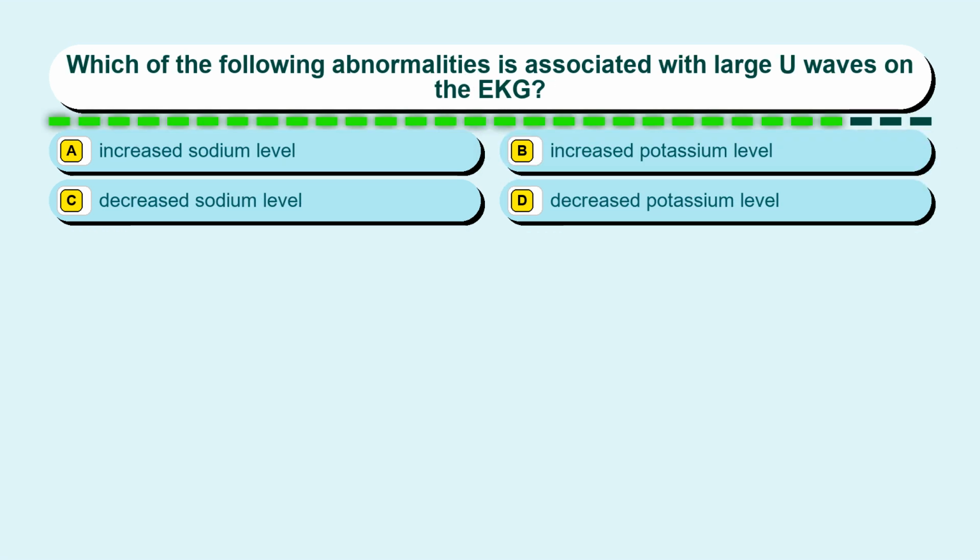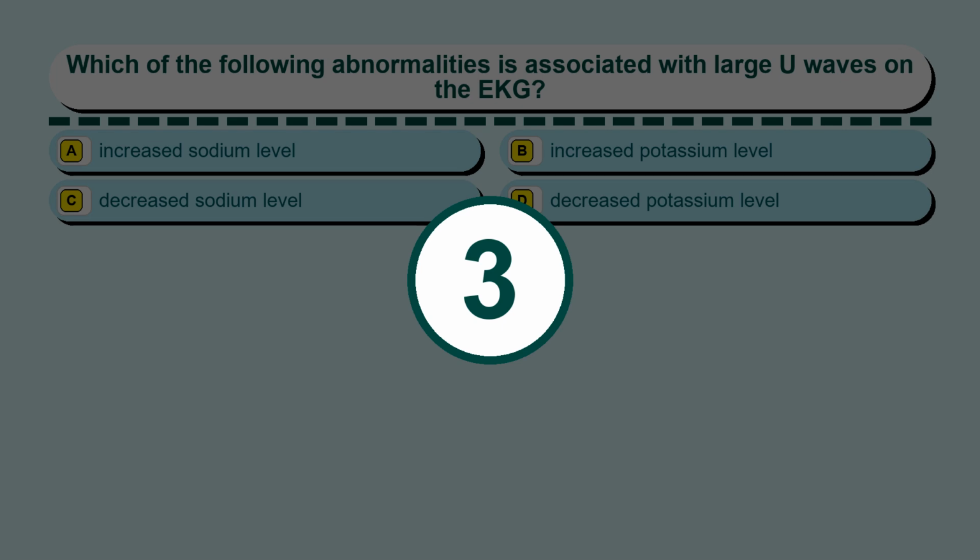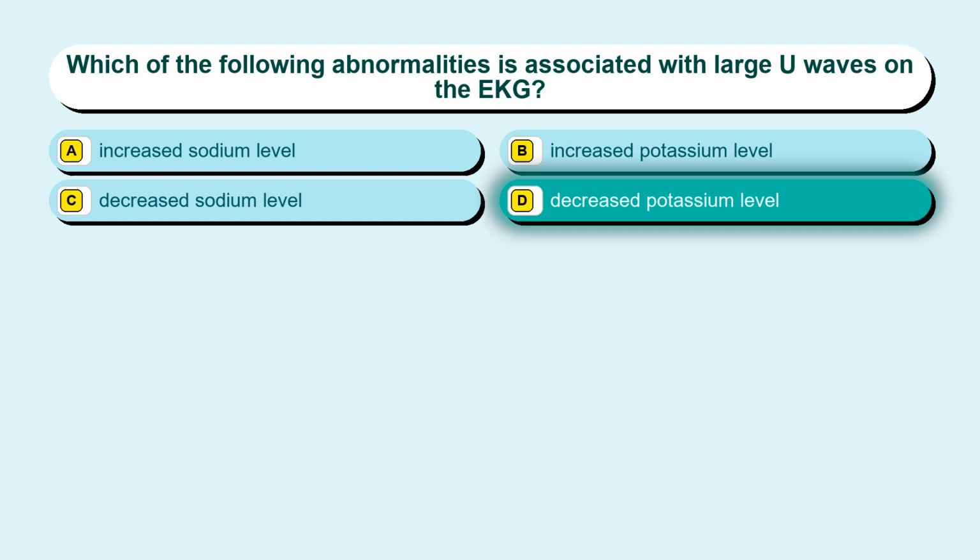Question 7. Which of the following abnormalities is associated with large U waves on the EKG? Option A, increased sodium level. Option B, increased potassium level. Option C, decreased sodium level. Option D, decreased potassium level. The correct answer is option D, decreased potassium level.